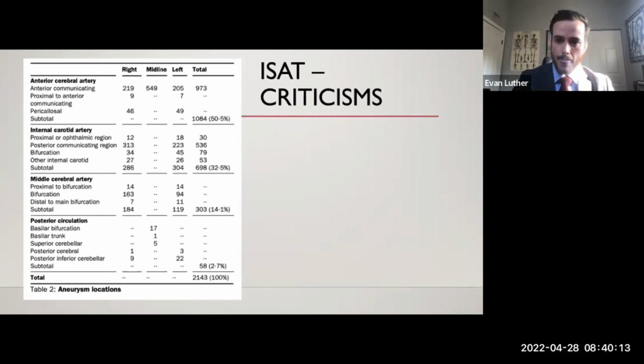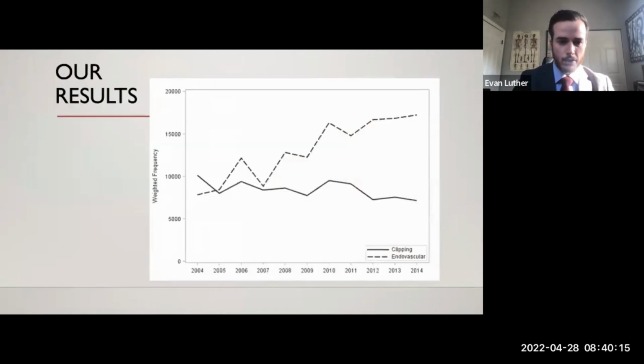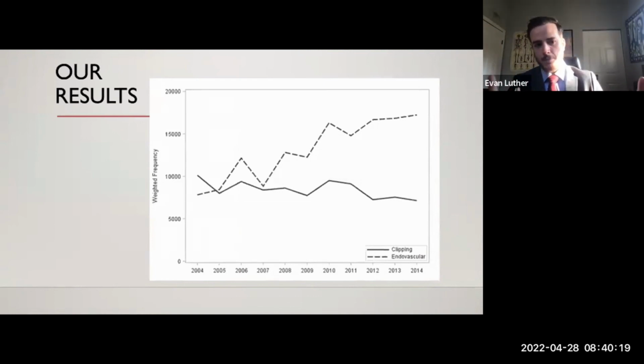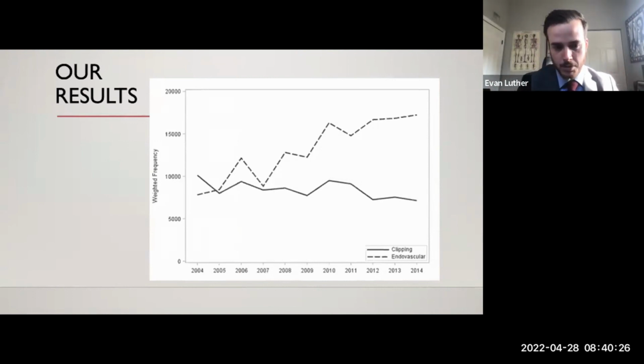That being said, we looked at our results over time about what has happened following the ISAT trial. This is an evaluation of all comers, all aneurysms being treated in the United States. We found that endovascular therapy has dramatically increased in the 10-year period following ISAT, while clipping has mildly decreased or about remained the same.